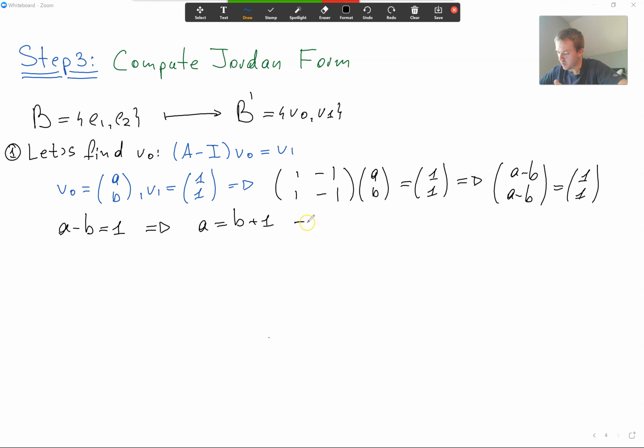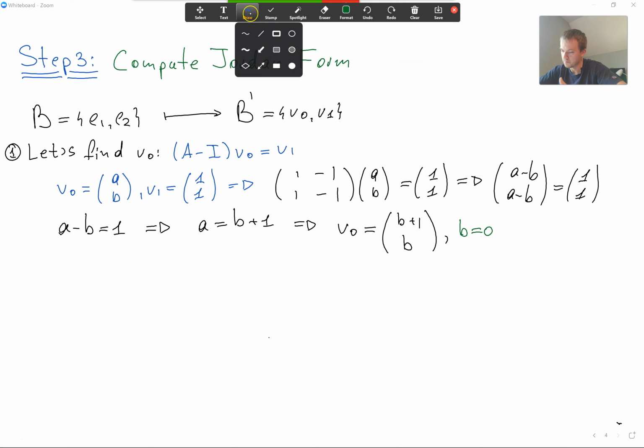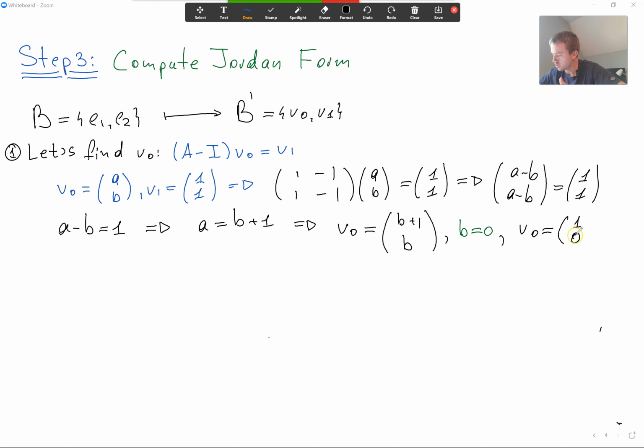So we found the general form for V0, and we actually found not only one, we found a lot of vectors of V0, which are exactly B plus 1 and B. But for simplicity, I'm going to choose B equal to 0. So I'm going to fix our V0 to be equal to 1 and 0. Okay, so here we found our vectors are going to be 1, 0 and 1, 1.